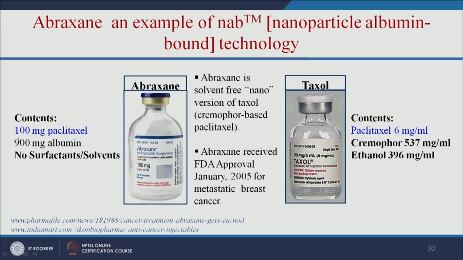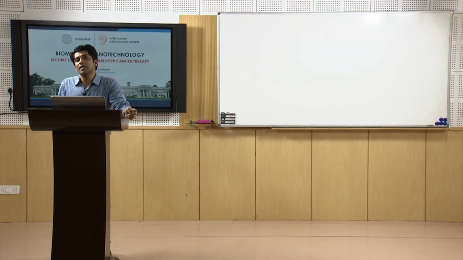In the case of Abraxane, you can see here we are dissolving 100 milligram of paclitaxel in 900 milligram of albumin, and here we are not using any surfactants or solvents, okay. So that is the advantage of Abraxane, and it received FDA approval for metastatic breast cancer. And you can see the difference between Taxol and Abraxane. Here the paclitaxel is only 6 milligram, and here we have 100 milligram, okay. So that is why these protein-based nanoparticles have wide applications in anti-cancer therapy. It is a biocompatible nanocarrier which has a lot of functional groups, okay. So it is easy to functionalize, and we can also easily target it for cancer therapy.